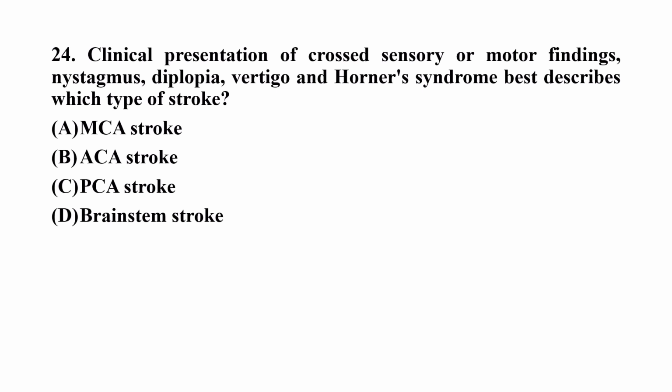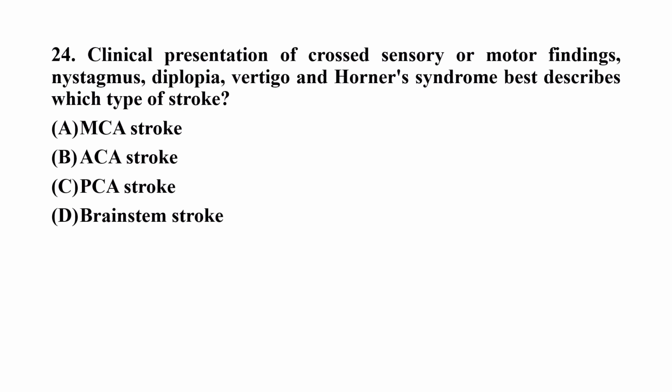ACA means anterior cerebral artery stroke and PCA means posterior cerebral artery stroke. Option A, MCA stroke causes contralateral hemiplegia or hemiparesis, contralateral sensory loss, aphasia, visual field defect like homonymous hemianopia. So here it is wrong. Option B, ACA stroke, that causes contralateral weakness mainly in lower limb, contralateral sensory loss, then behavioral changes, urinary incontinence. So that is option B, here it is wrong. Option C, PCA stroke causes contralateral homonymous hemianopia, visual agnosia, memory disturbances. So the option C, PCA stroke, is also wrong.